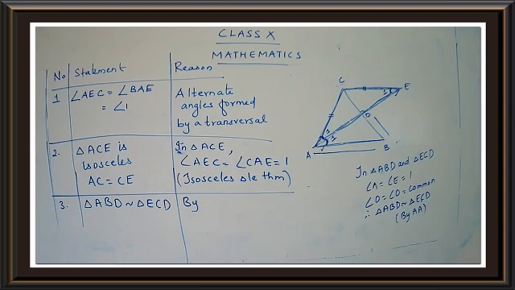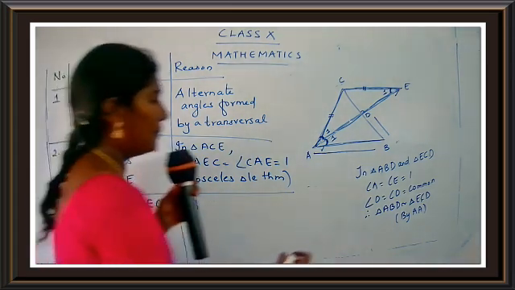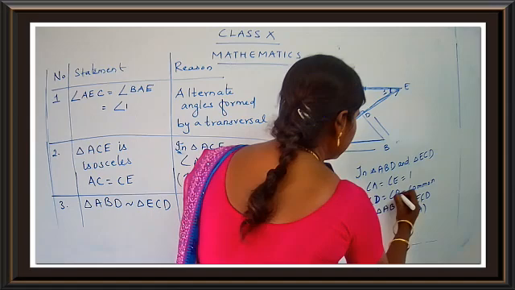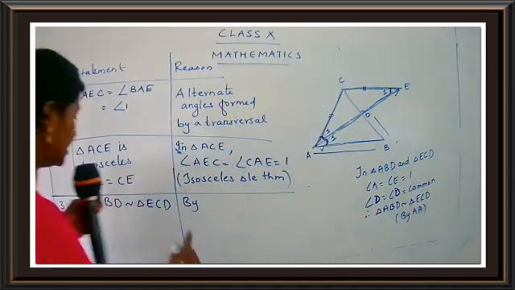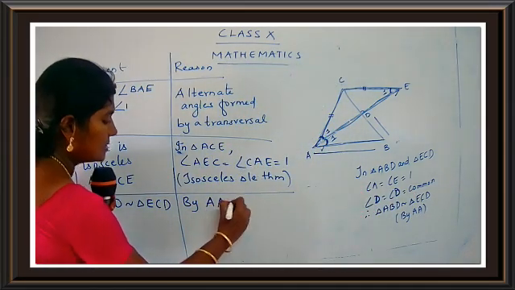In triangle ABD and triangle ECD, angle A is equal to angle E, which is 1. Both the angles have the measure 1. Then angle D is equal to angle D, so both triangles have the same angle, and you can take it as common. So we say that triangle ABD is similar to triangle ECD by AA similarity. Okay, children? So I'll just put here AA similarity.